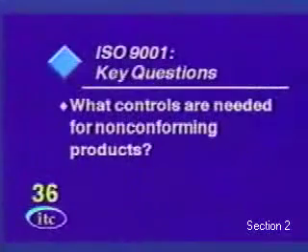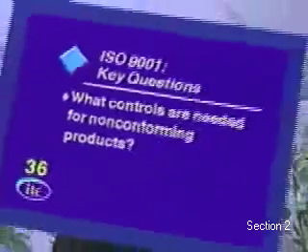What controls are needed for non-conforming products? In the area of non-conforming products, all non-conforming products must be clearly identified, segregated, and controlled to prevent unauthorized use, shipment, or mixing with conforming products.